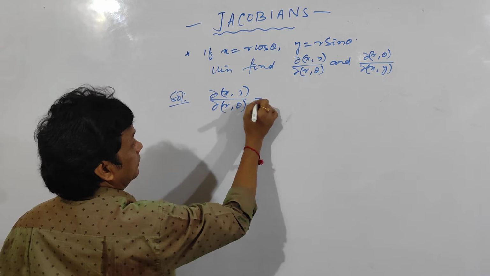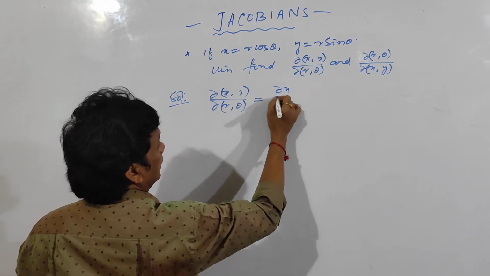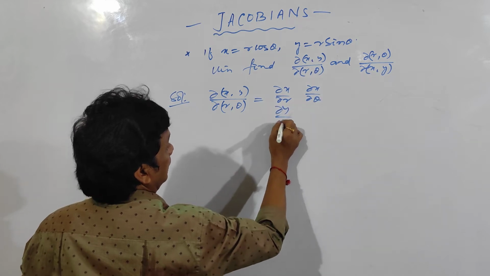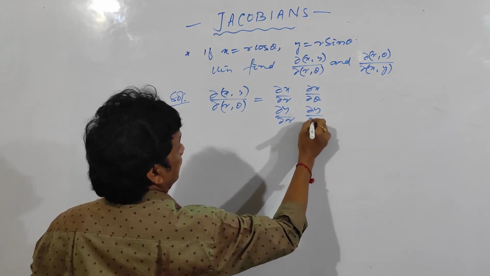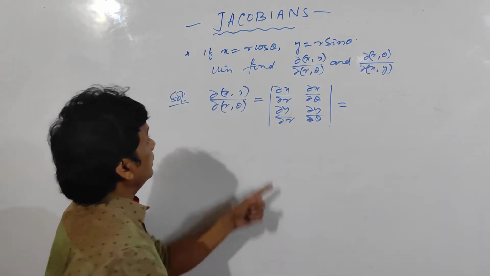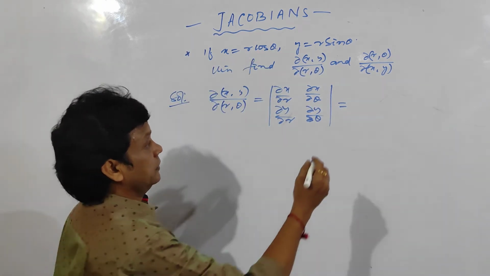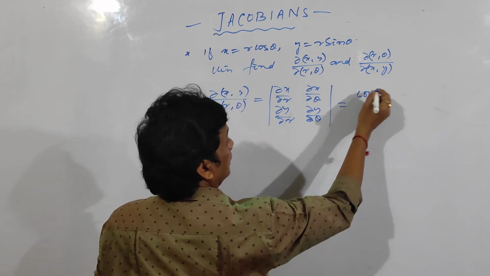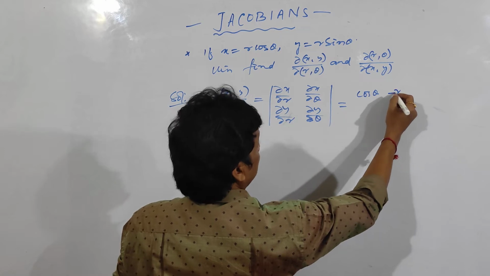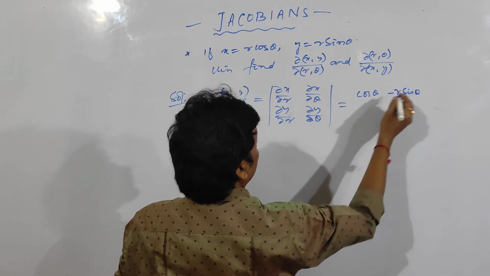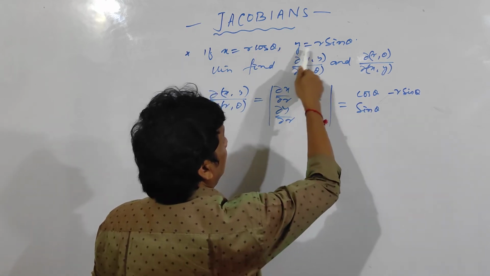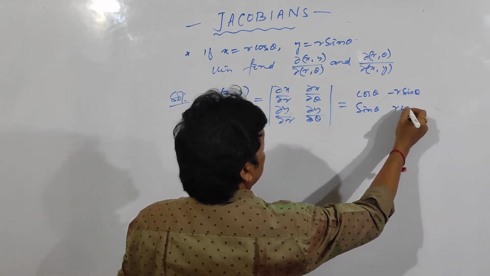What is the definition? It is del x by del r, del x by del theta, and del y by del r, del y by del theta. Here. And what is del x by del r? Derivative of x with respect to r, it is cos theta. And del x by del theta, that means r times derivative of cos theta, which is minus sin theta. Del y by del r, it is sin theta. And del y by del theta, it is r cos theta.